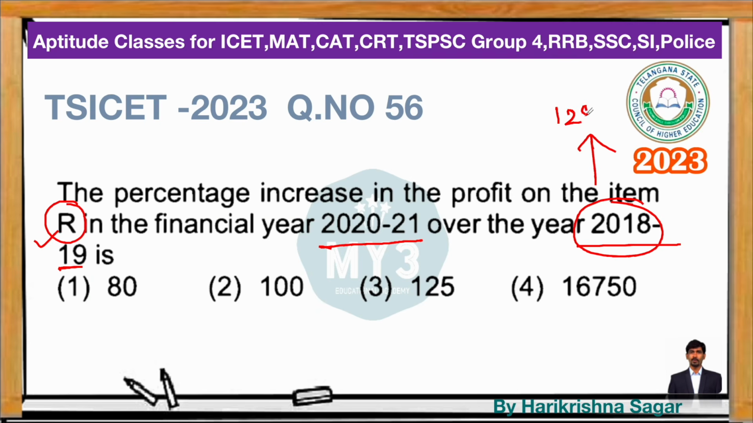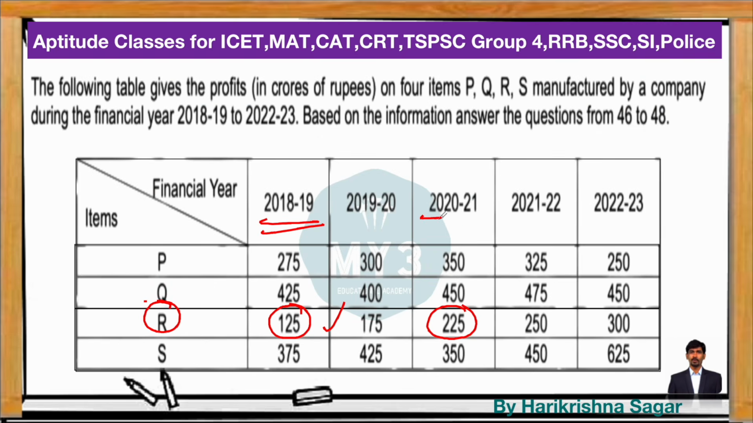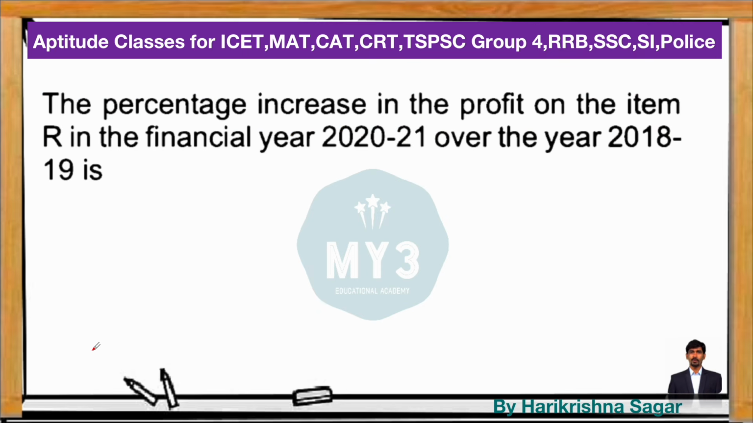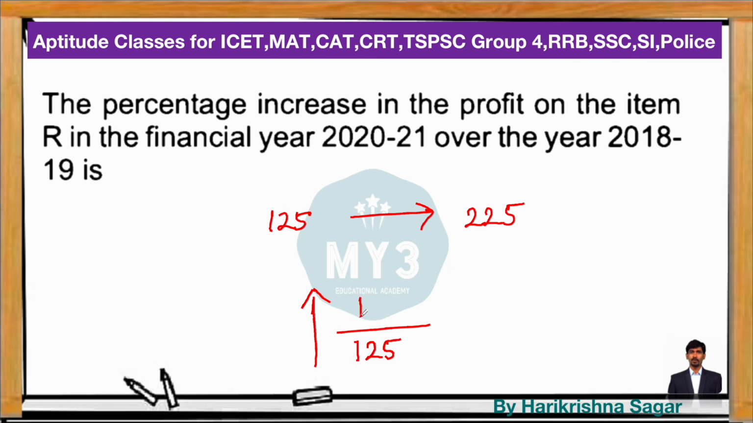In 2021, what is the profit of company R? The profit of company R is 225. They are asking the percentage increase from here to here. 125 becomes 225. What is the percentage increase? I already told you how to deal with the percentage increase once you understand the base value. 125 becoming 225 means on top of 125, there is an increase of 100.